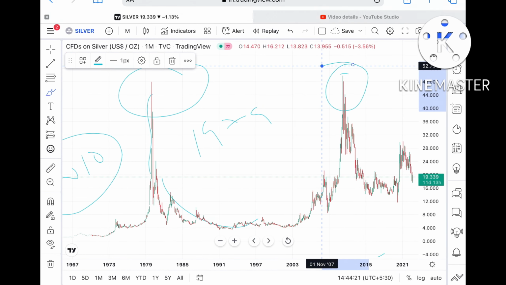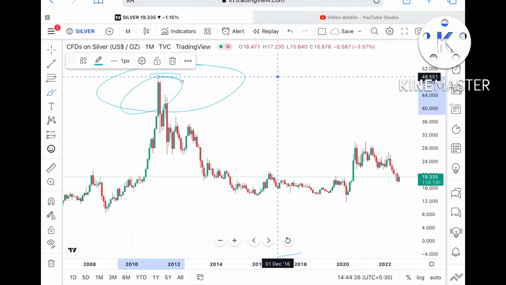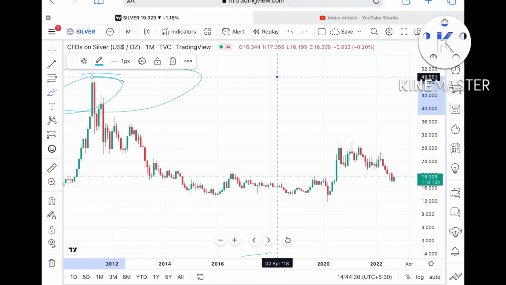Suppose people have invested at this particular level, they might be in loss. This level has not come yet, so you have to be careful when you even invest. Okay, that is why we say that consult your advisor before you invest.